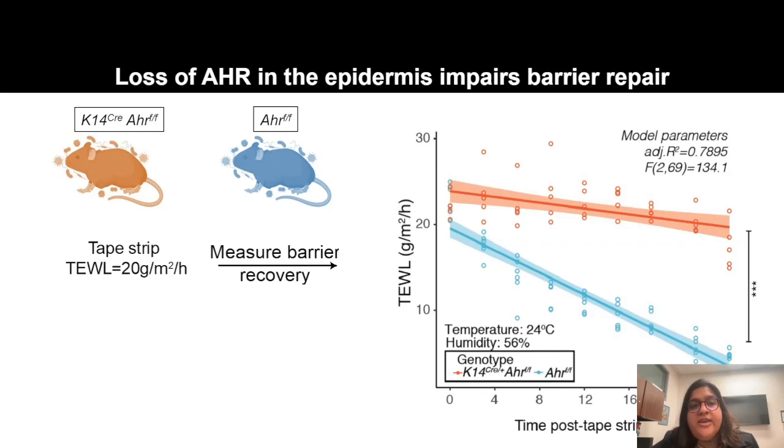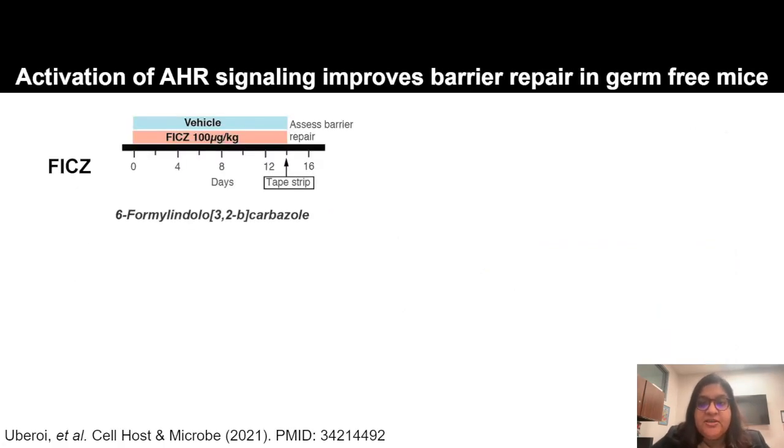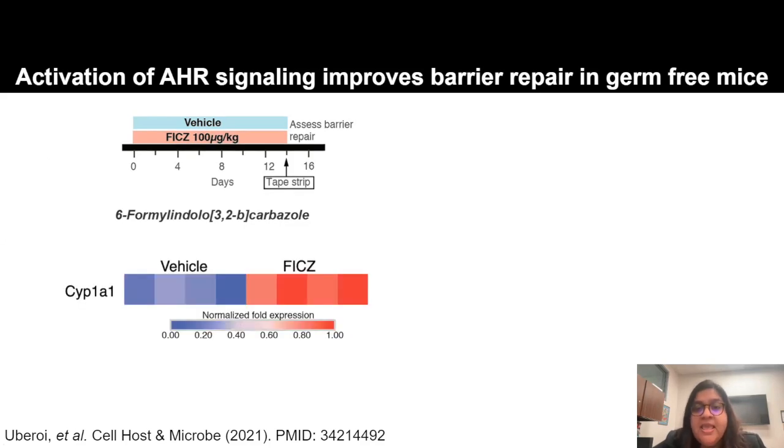Then I thought, what if we activated AHR signaling in germ-free mice? And to do that, I basically activated AHR signaling using a well-defined ligand of the aryl hydrocarbon receptor pathway, which is called FICZ. FICZ is an interesting tryptophan metabolite. It is typically produced when UV acts in skin. It is an indole family tryptophan metabolite. And basically, we used this to activate signaling in germ-free mice. And we did see that FICZ could improve expression of AHR in these mice.